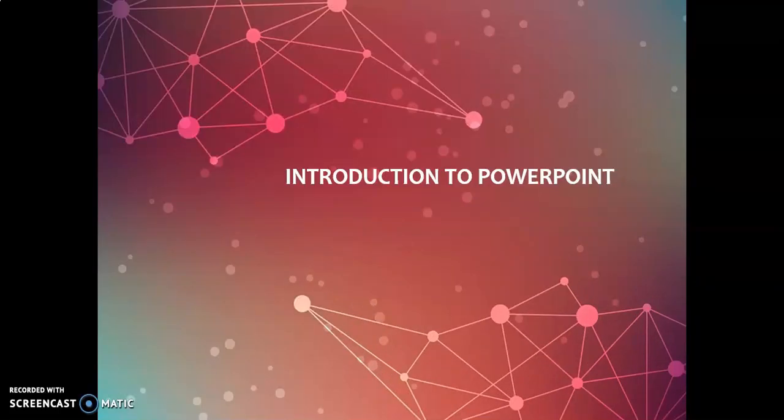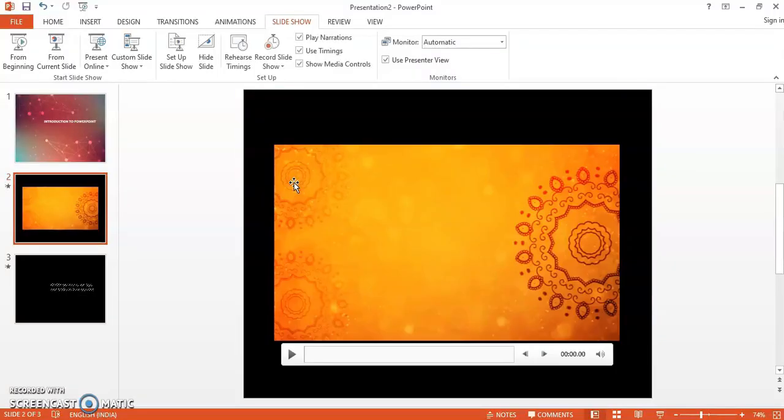So I'm using F5. So this is my first slide, and when I press the arrow button, this is my next slide. So it is playing automatically. So I don't need to do anything. I have just set the options and the video started playing automatically.